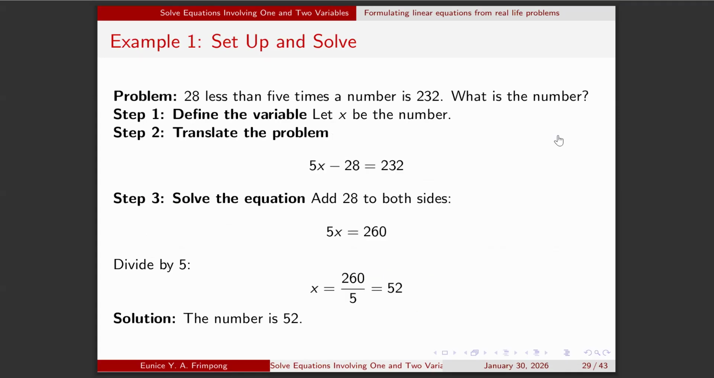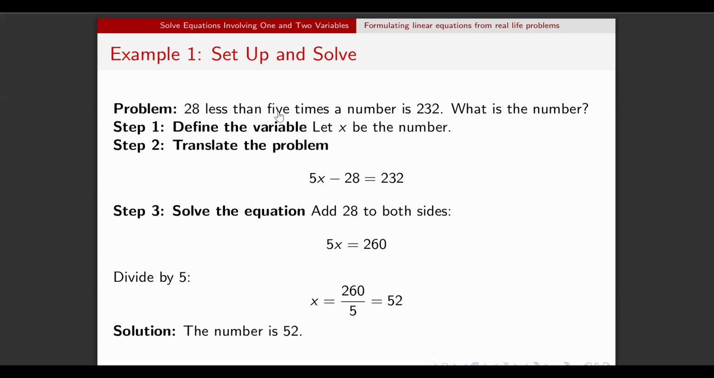So let's try some examples here. You set up the equation and then you solve. The problem is: 28 less than 5 times a number is 232. What is the number? So I'm always going to write my number first, that unknown number, the variable.